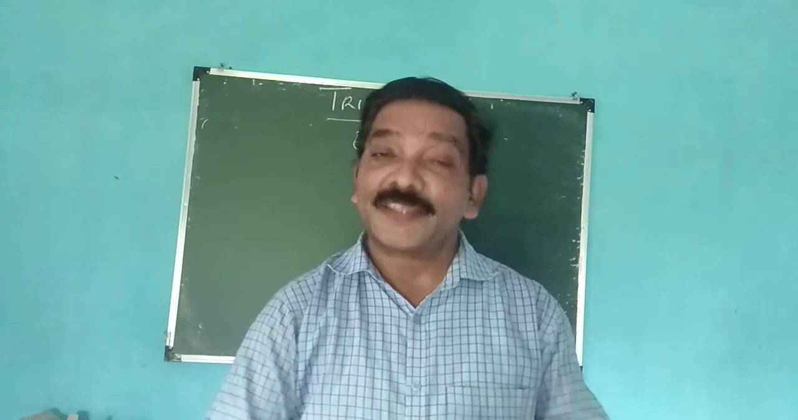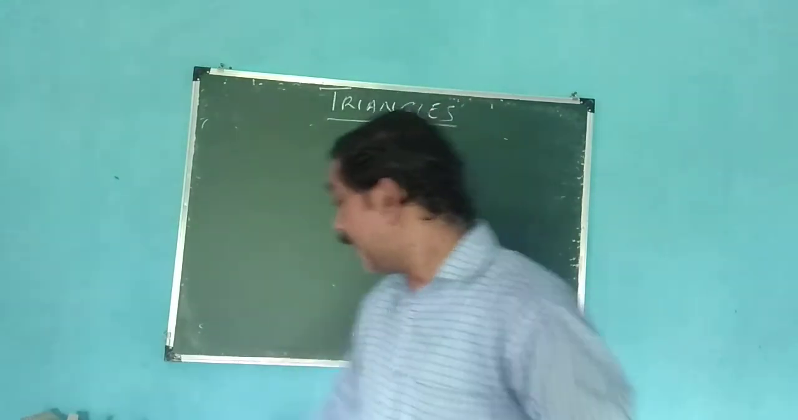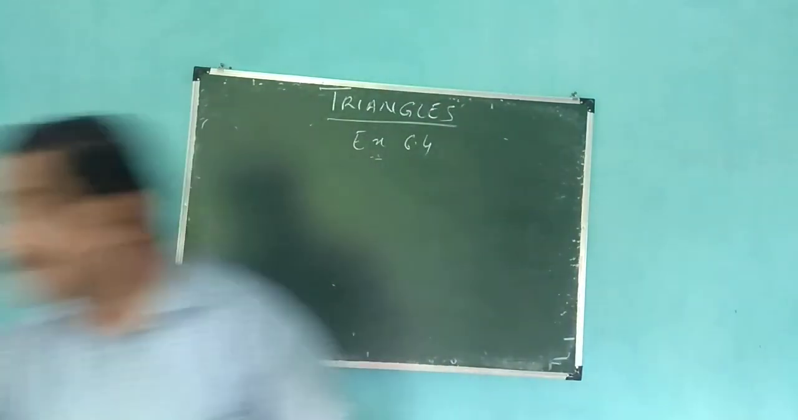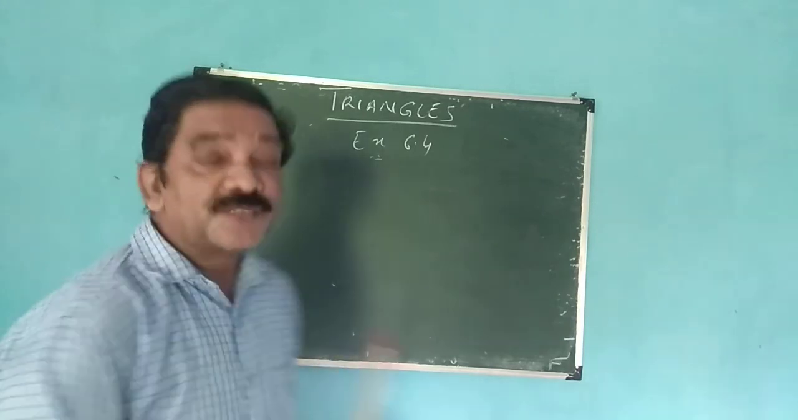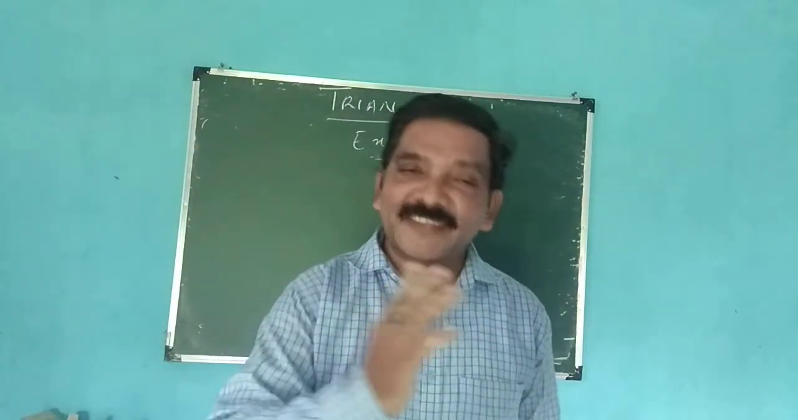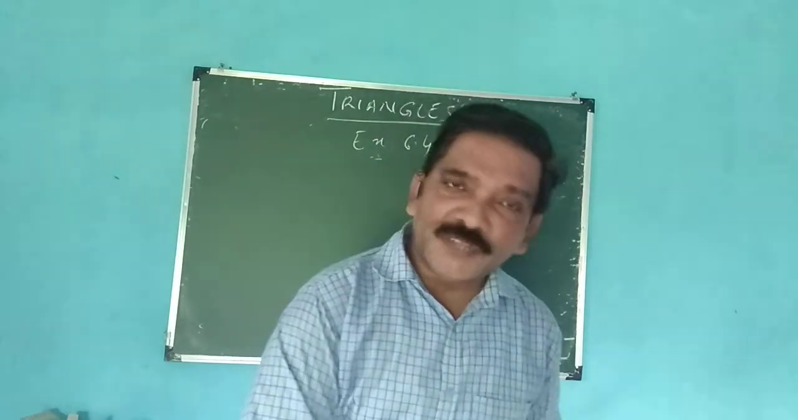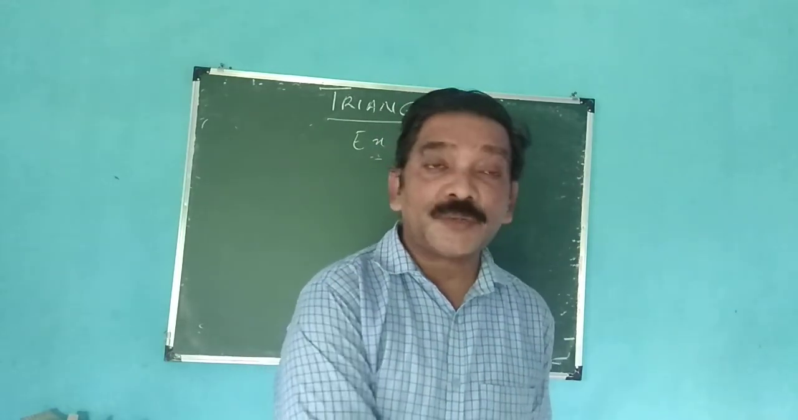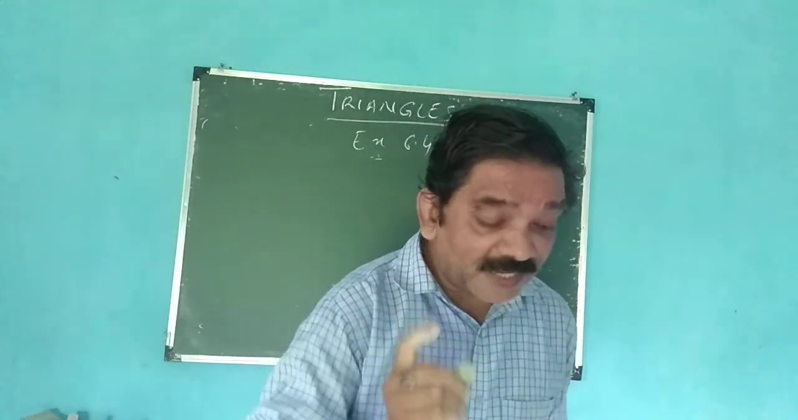So we are doing the chapter triangles and its properties. Okay. Now, in the last class, what we studied is that the sum of two sides of a triangle is greater than the third side. Today also we will do the same thing, and we'll start with question number 2.